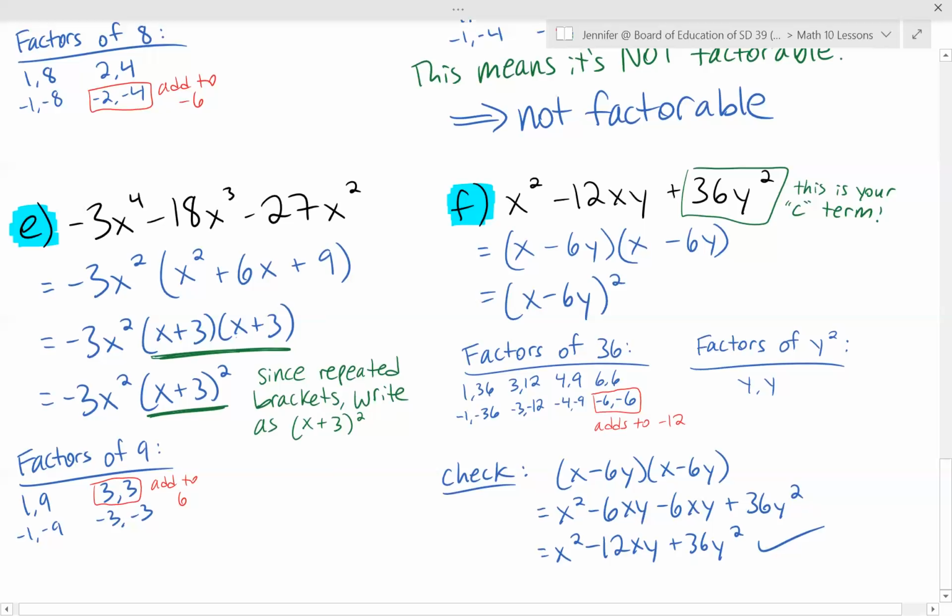So this is our introduction to factoring of trinomials of the form x squared plus bx plus c. We know all the steps to solve it, and we know how to check our work.